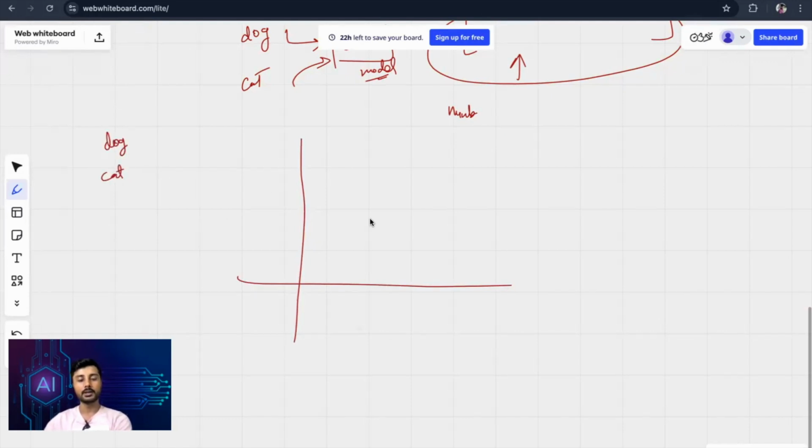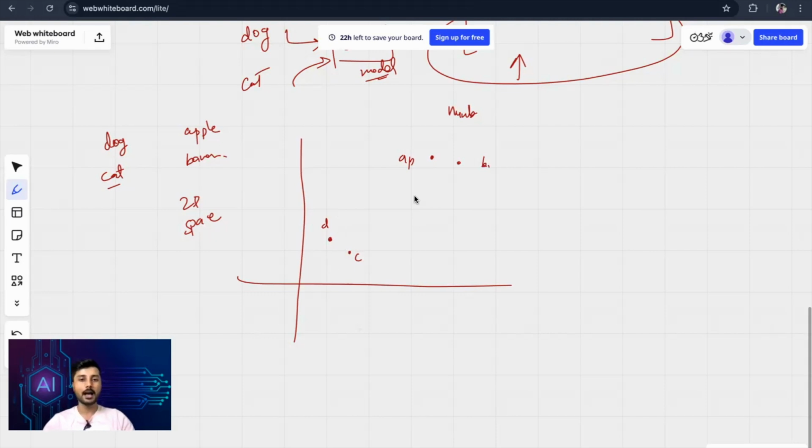Let's try to denote these words in a 2D space. Let's say you have a 2D space. You have some words like dog and cat, apple and banana, and you have to keep them in a two-dimensional plane. What will you do? Since dog and cat are both pets, you will keep them closer to each other. While apple and banana are both fruits, you will not keep them closer to animals or pets. You'll keep them at a different position, like this. But apple and banana are both fruits, so they will be closer to each other.